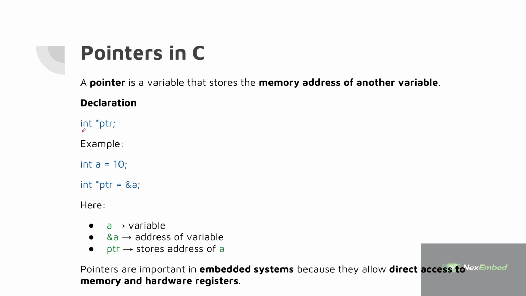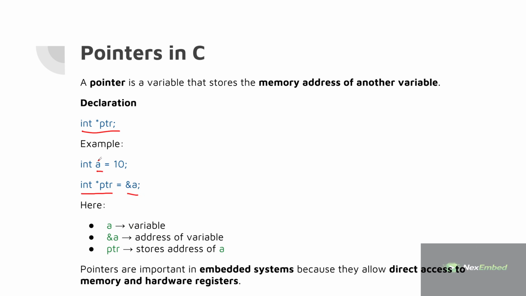This is the general declaration of how we usually declare a pointer: int *pointer. This is how we declare the pointer. And here I have given a simple example. Here we have a variable called a and its value is 10. In the second line, I am going to store the address of a into the pointer. So I have written int *pointer = &a.